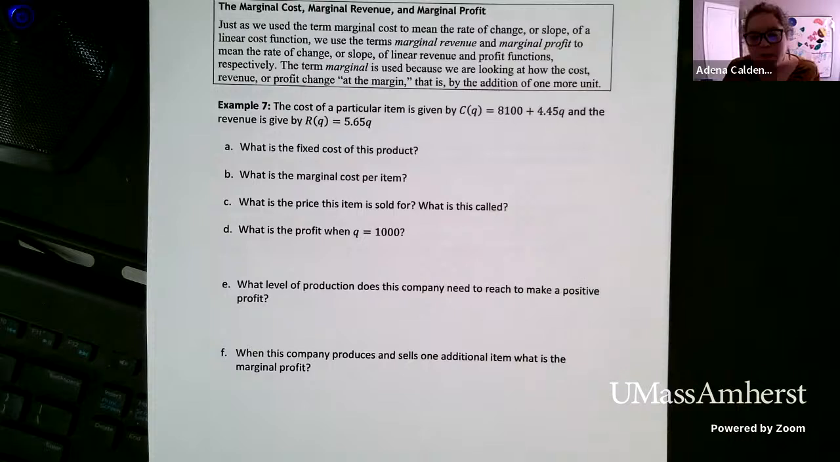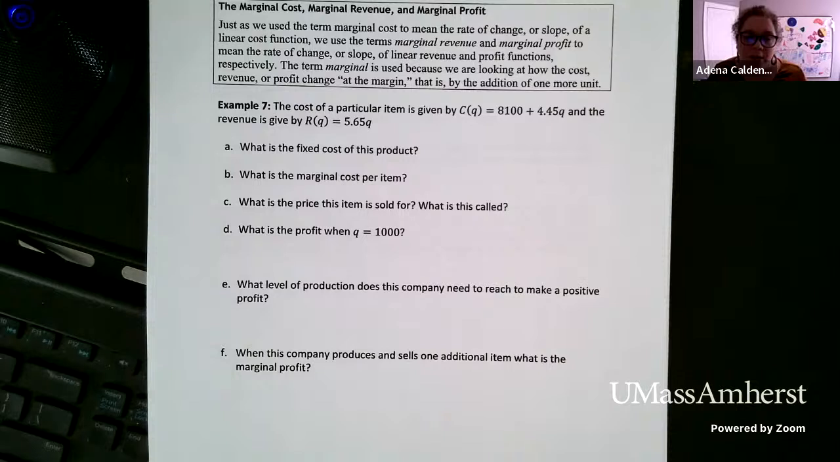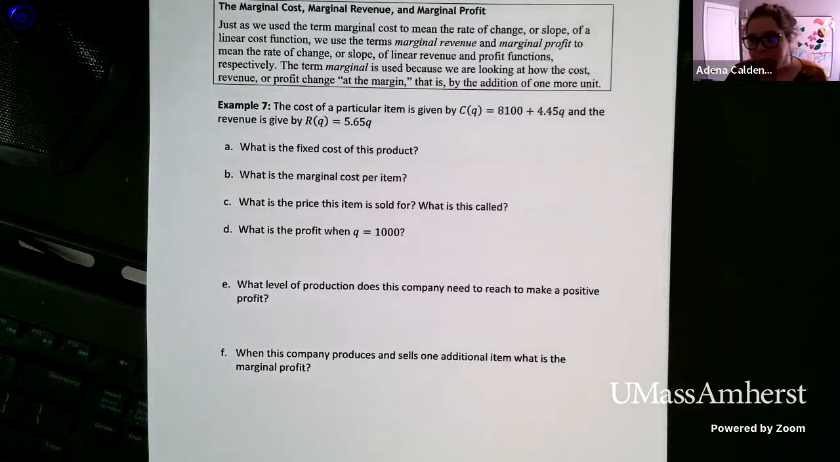What level of production does this company need to reach to make a positive profit? So now we're talking about the break-even point. And then when this company produces and sells one additional item, what is the marginal profit? So we would need to have the profit function to figure out the marginal profit, okay?